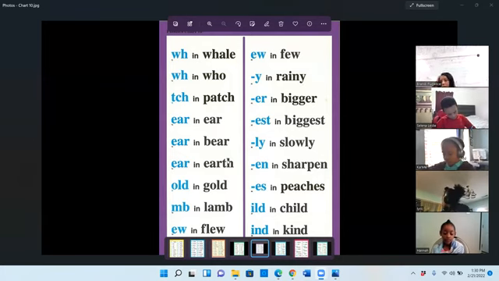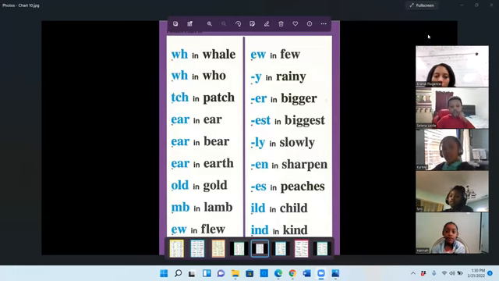All right, let's go over chart 10 together. WH says what. PCH says in patch. EAR says ear, and ear. EAR says air, and there. EAR says and earth. OLD says old, and gold. And MB says and lamb. EW says ooh, and flu.